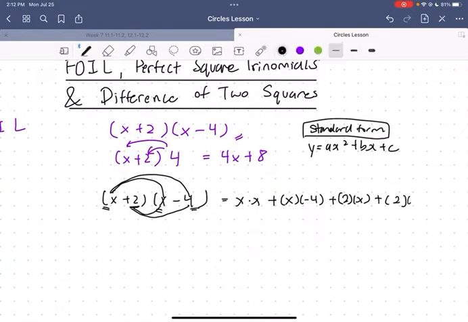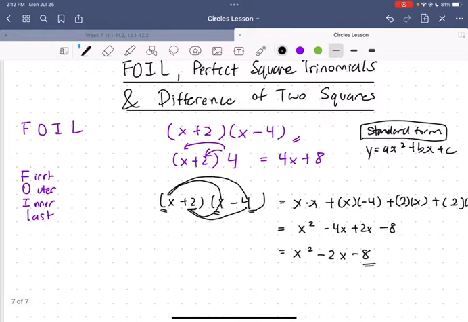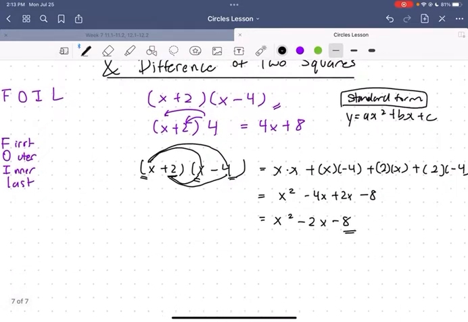So you're going to get x squared minus 4x plus 2x minus 8. Which gives you x squared minus 2x minus 8 as your standard form. So basically, when you're trying to multiply them and expand them, you would use the FOIL method.